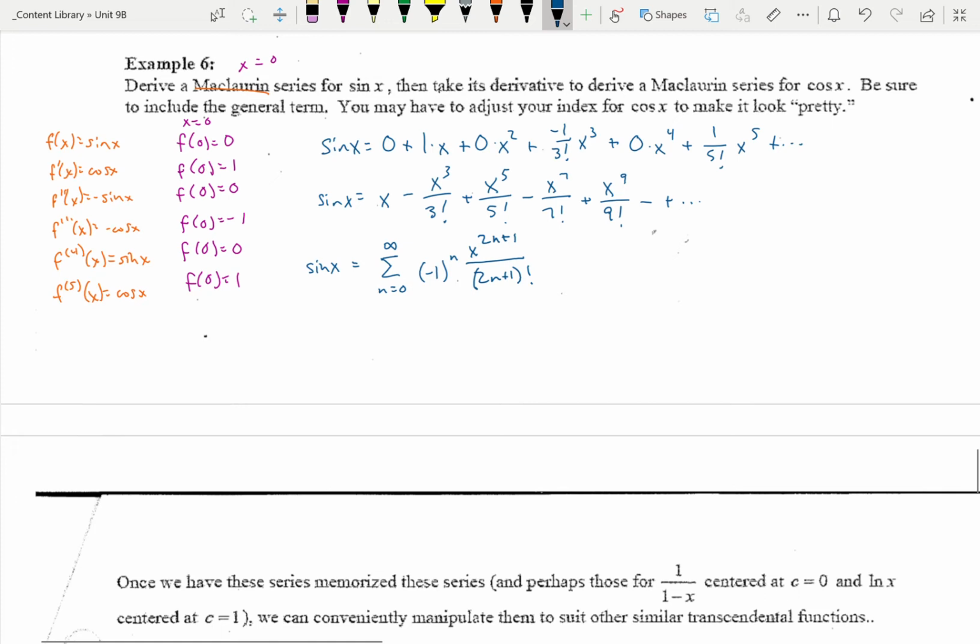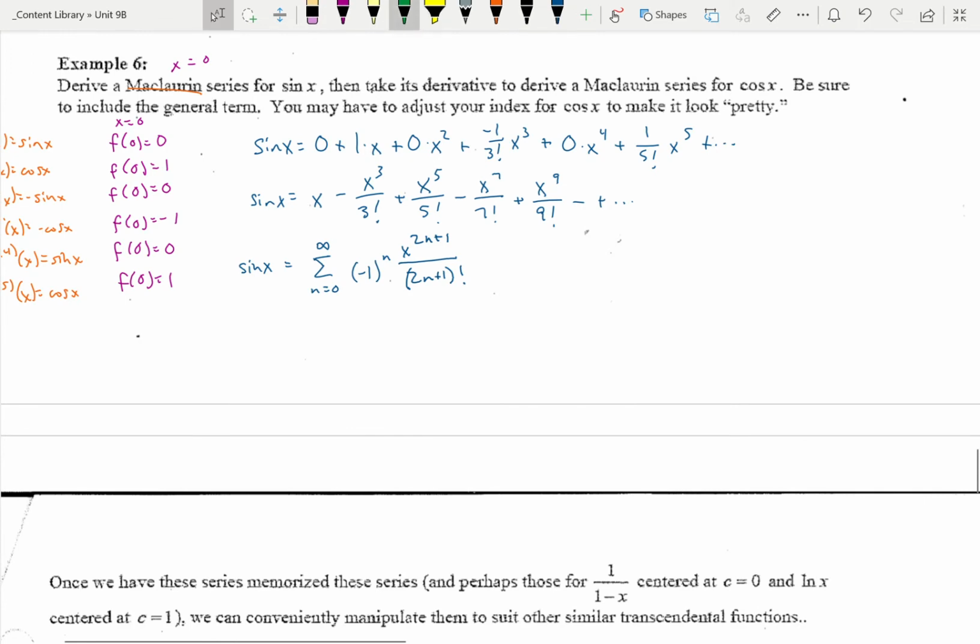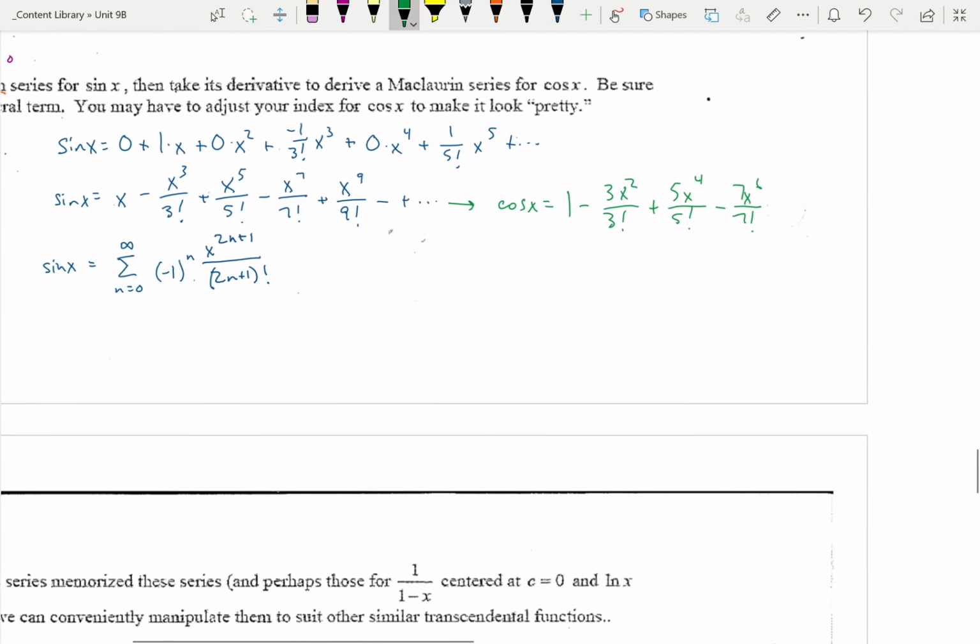Now, instead of going through the same process that we just did for sine of x to do the same thing for cosine of x, it's asking us to take the derivative. So if we differentiate this equation, we know that on the left side we're going to get cosine of x, which is exactly what we're looking for. X is going to turn into 1. We've got 3x squared over 3 factorial. We've got 5x to the fourth over 5 factorial. We've got 7x to the sixth over 7 factorial. And we got a 9x to the 8th over 9 factorial.